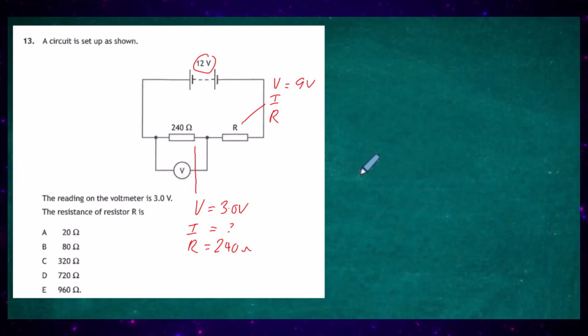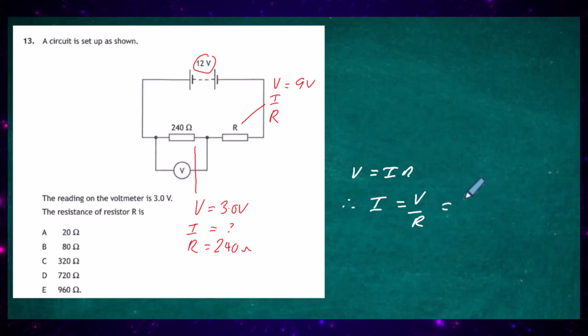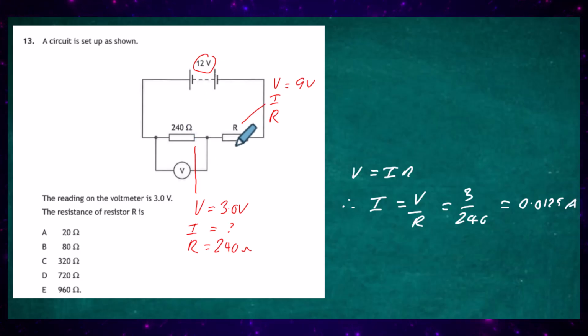So we say that V equals IR for this part of the circuit, and therefore the current flowing through that resistor, which will also flow through the other resistor, is V divided by the resistance, which is going to give us 3 divided by 240. We work the current out and the current becomes equal to 0.0125 amps. So we've now got the current which is flowing through that resistor, and that'll be exactly the same current as flowing through this resistor, so we can put that in as well at 0.0125.